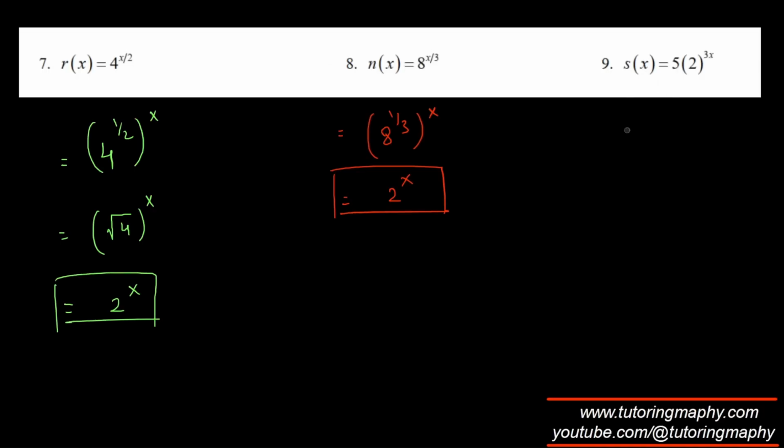Okay, and this one, 5 remains as it is. 2 raised to 3x can be written as 2 raised to 3 raised to x. 2 raised to 3 or 2 cube is just 8. 8 raised to x. So 5 times 8 raised to x. That's our final answer.